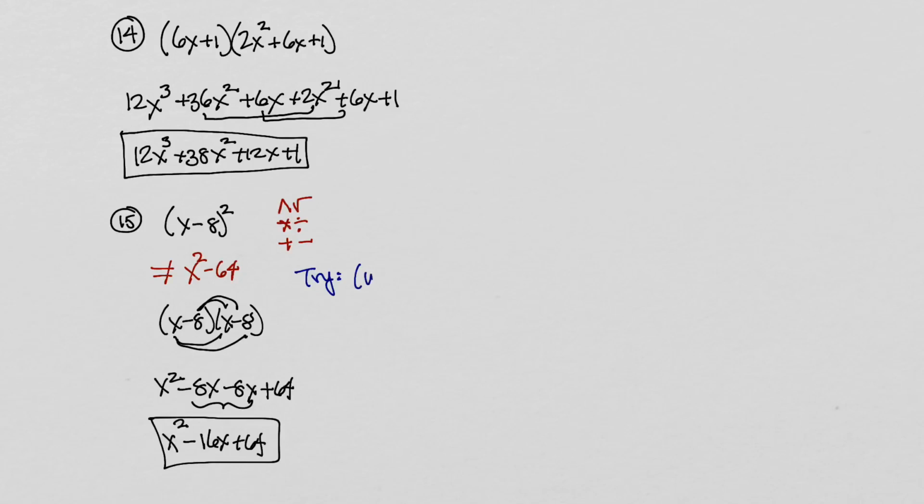Let's try this. What if we have y plus 6 squared? Now, here's how the pattern goes. Square the first. Multiply these two together, 6y, and double it. And then square the last. So if I do that, I'm going to get this. Square the first, y squared. Now multiply these two together, 6y, and double it. So if I double 6y, I get 12y, and then square the last, 36.